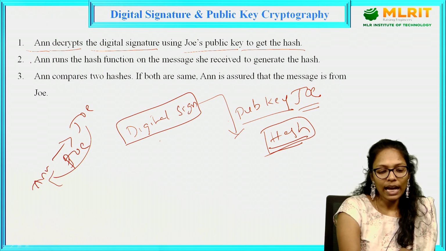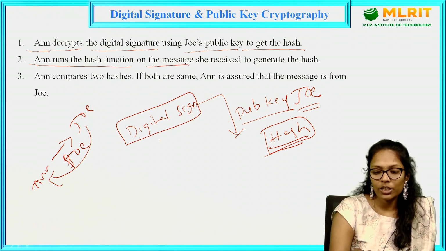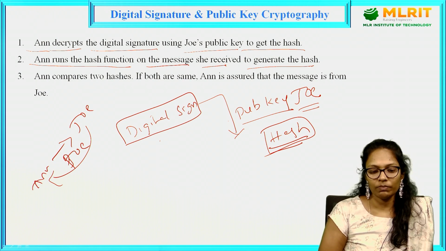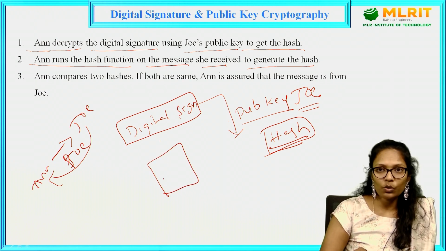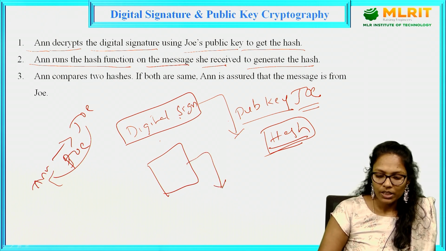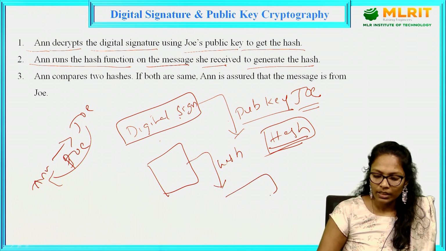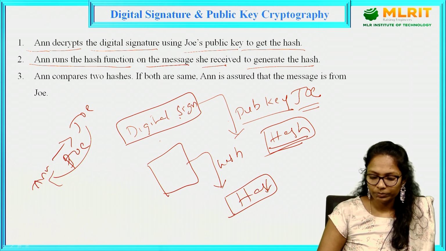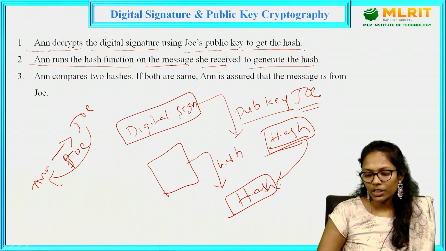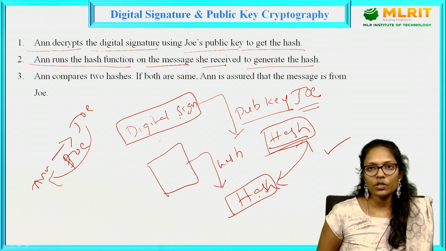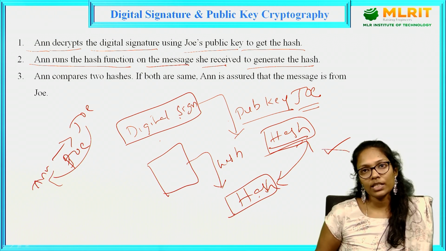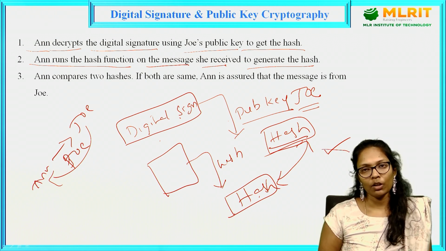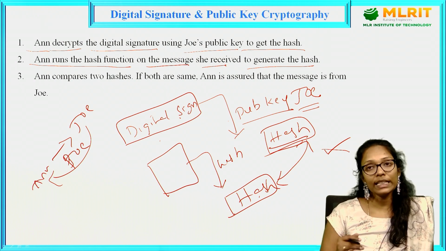And after that, Anne runs the hash function on the message she received to generate the hash, right? So she got the message also along with this digital signature. For this message, she will apply the hash function. Then she will get some hash over there. Then she will compare these two hash values, whether both are same or not. If both are same, then she got the message from a valid, authenticated person. If both are not same, then the message is tampered in the middle, or it may not come from the authenticated person.